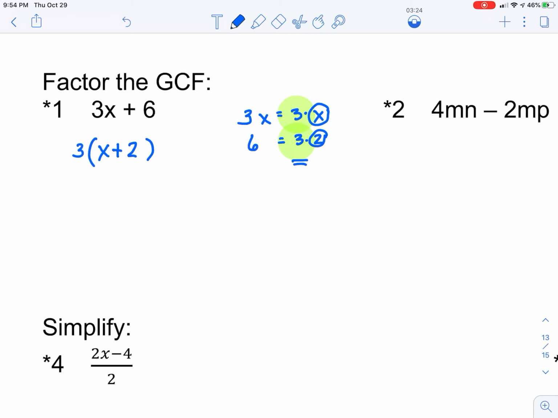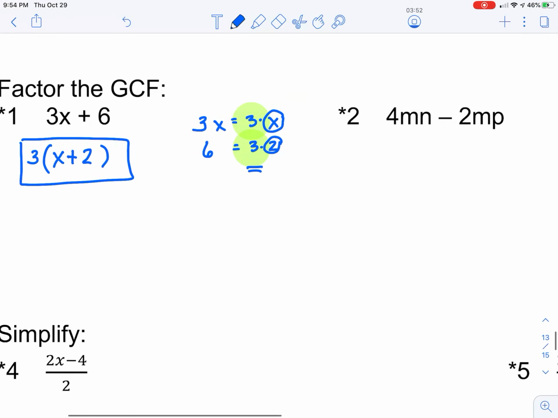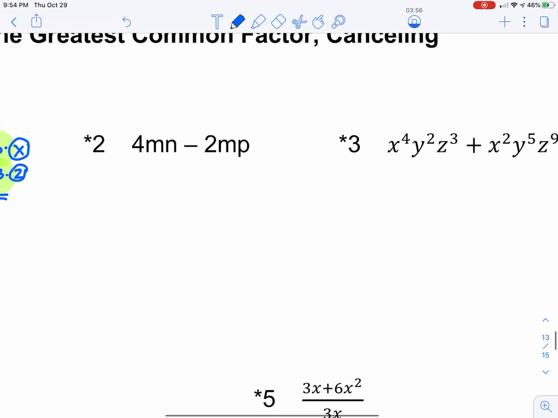So this 3x plus 6 factors into two factors. One of them is 3. The other is x plus 2. And if I went back and distributed this, I would have 3x plus 6. So I can check it and see that I have factored correctly. So we factor out the greatest common factor. In this case, it was 3. That's what 3x and 6 share as a common factor, and the rest goes back inside the parentheses. And that's how we factor the greatest common factor. So it's like the opposite of distributing.